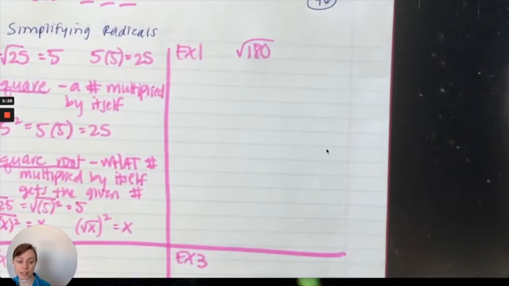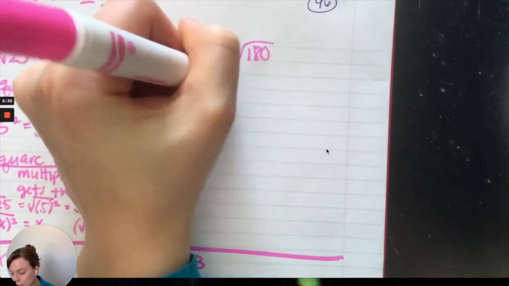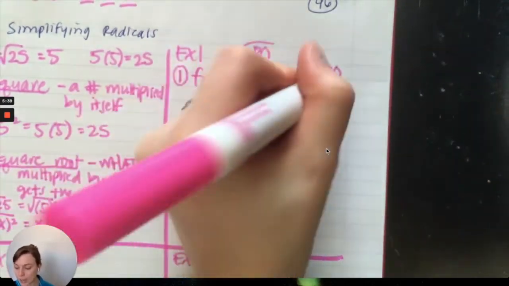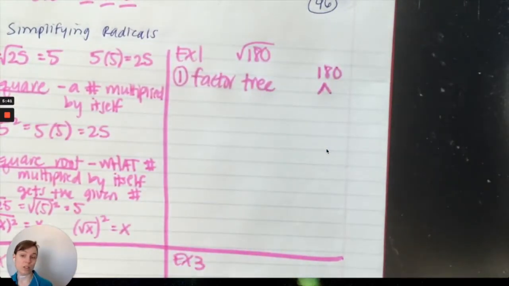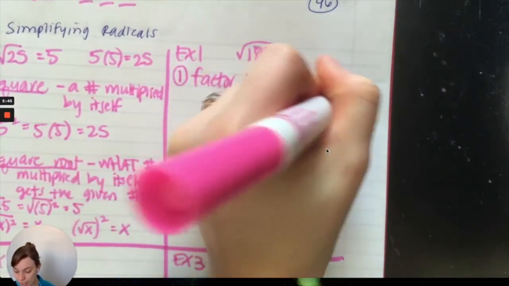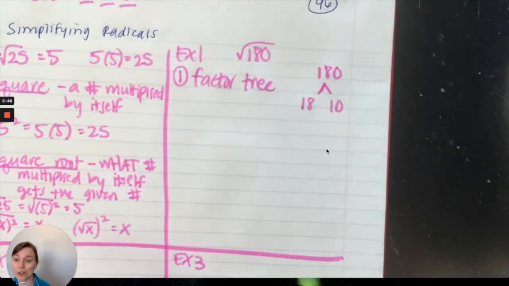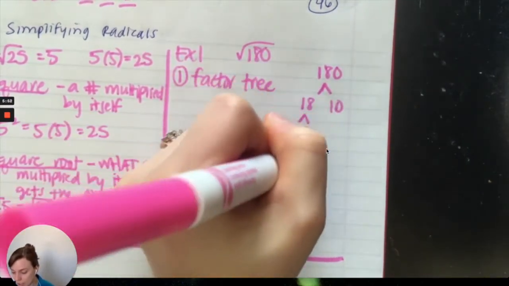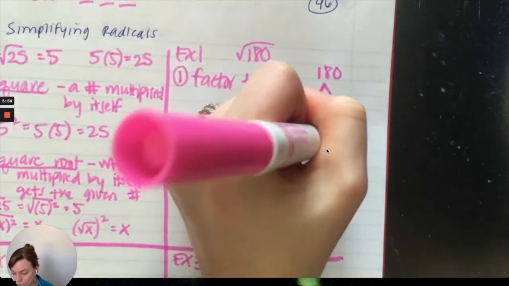So it's really nice if we do a factor tree. Our first step to simplify large radicals will be using a factor tree. So I'm just going to write the 180. What multiplies to make 180? Well, since it ends in a 0, I know it's going to be 18 and 10, but you could have picked 90 and 2. That would work too. All right, 18 would be 3 and 6, 6 is 3 and 2, 10 is 5 and 2.